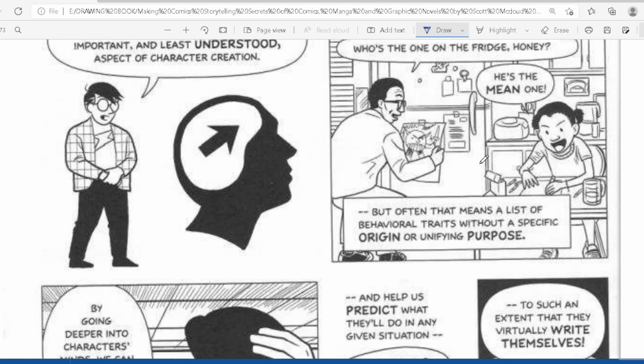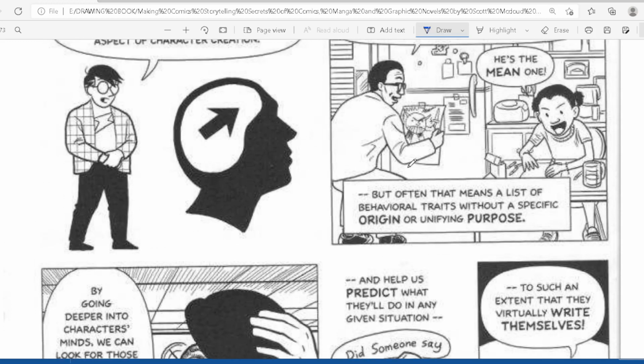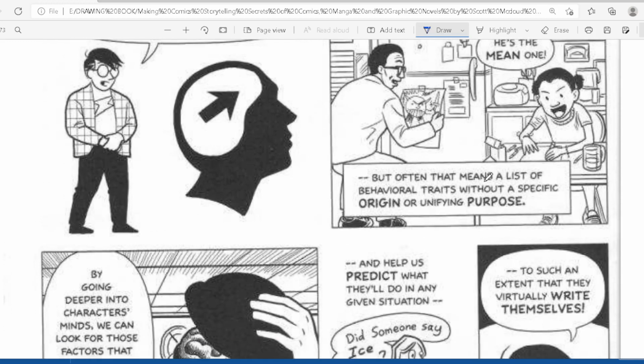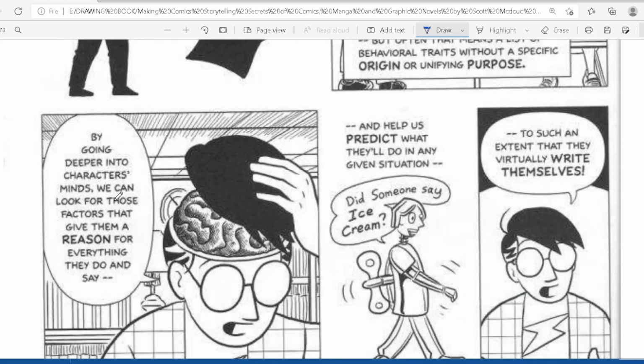So when you make your comic strip, you will have persons with different personalities and they have their own expressions, right? So that is why personality is important. But often that means a list of behavioral traits without a specific origin or unifying purpose. By going deeper into characters' minds, we can look for those factors that give them a reason for everything they do and say.